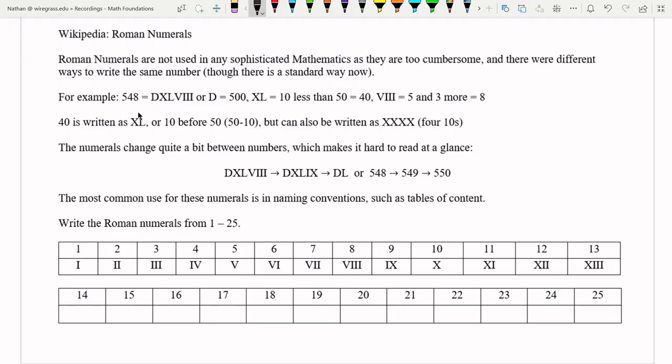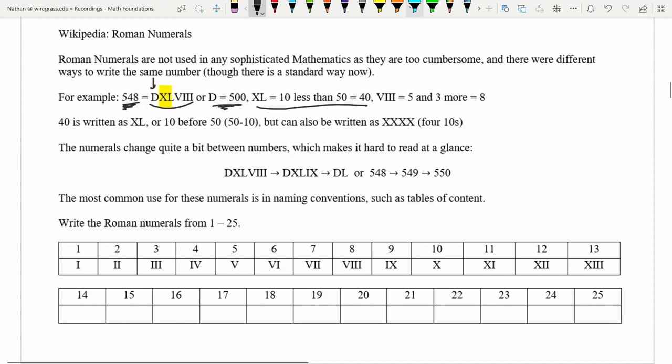To show you an example of this, let's look at the number 548. Now, this is the Roman numeral for 548. And how you read it is you really start from this point here. D stands for 500. And the next part, XL, stands for 10 less than 50. And 10 less than 50 is 40.